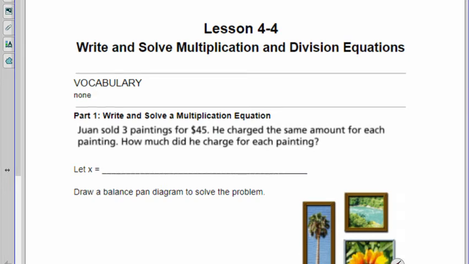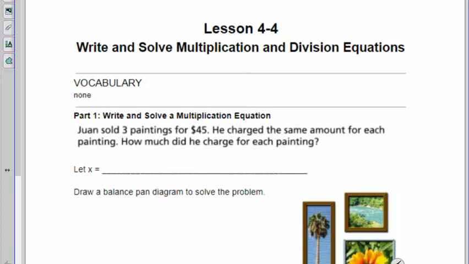Welcome to lesson 4-4. That's topic for lesson 4. Today we're going to be doing just like what we did last time, solving algebraic equations, but we're going to do it with multiplication and division. It's the same concept though. Whatever you do to one side, you got to do to the other. Let's look at the first problem.